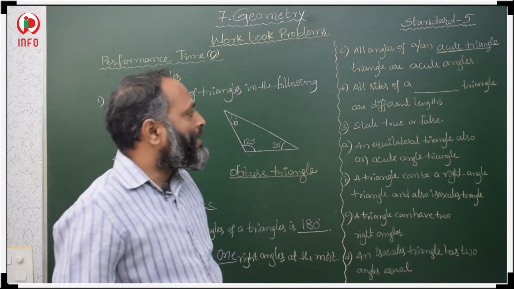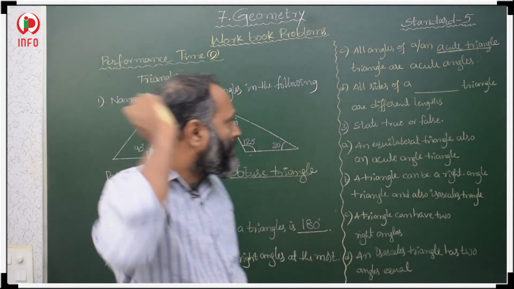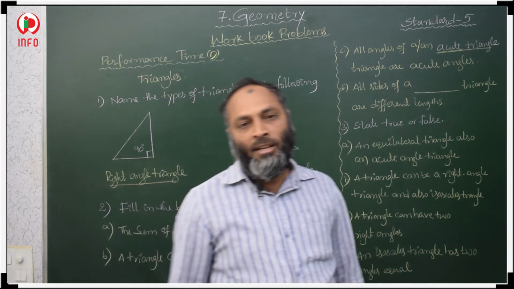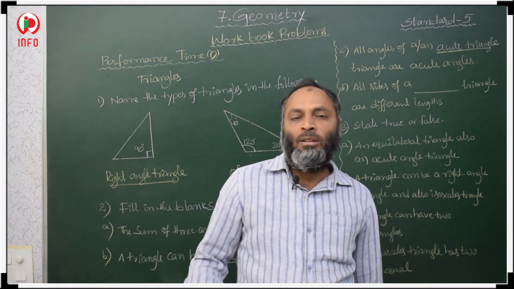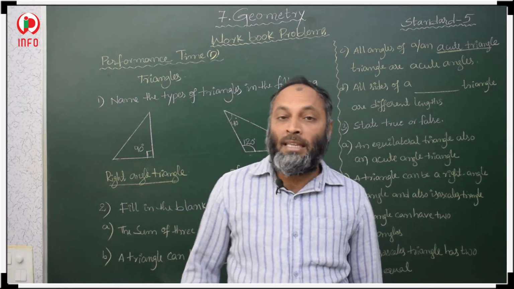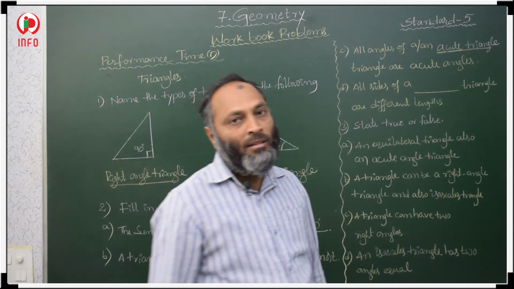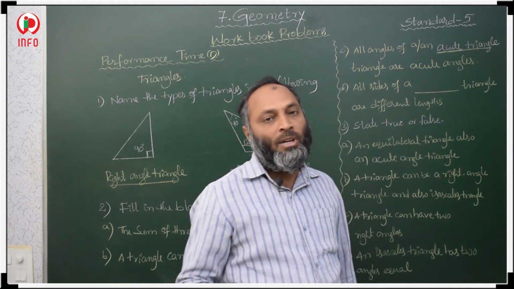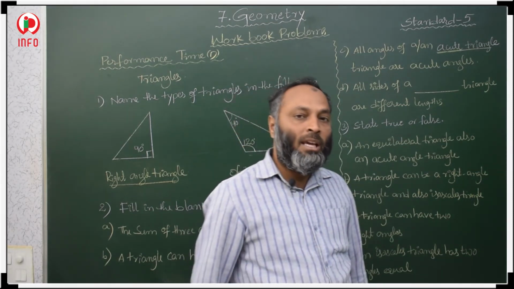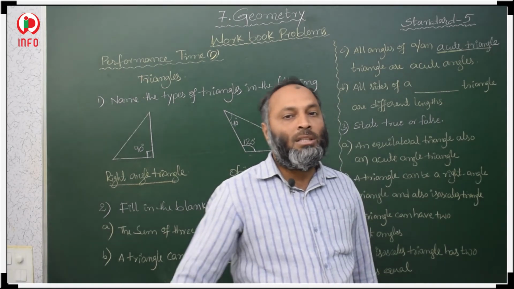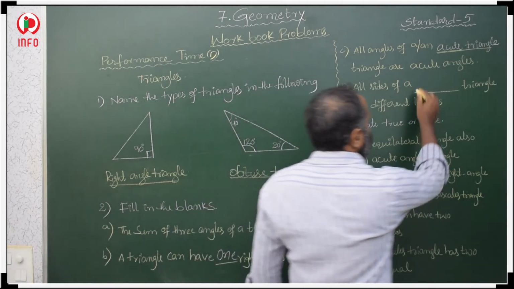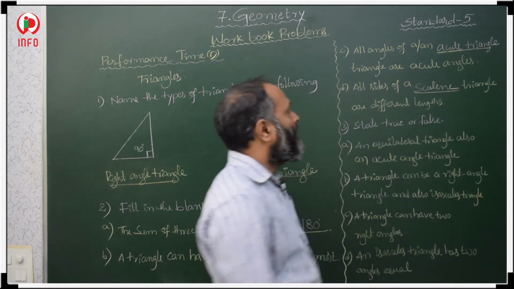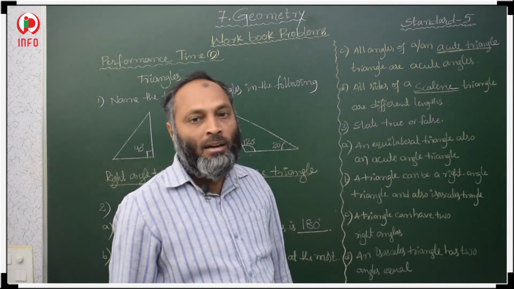Then the next one, all sides of dash triangles are different lengths. In which triangle are all the three sides different? That is in a scalene triangle. In a scalene triangle, all the three sides are different. In an equilateral triangle, all the three sides are equal. In an isosceles triangle, any two sides of a triangle are equal. In a scalene triangle, all the sides are different.